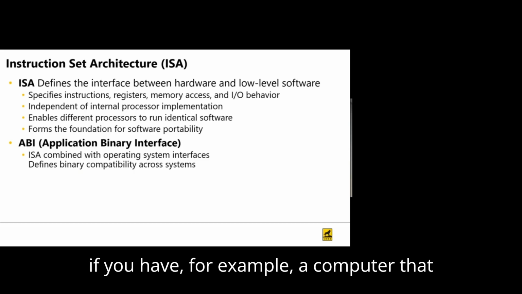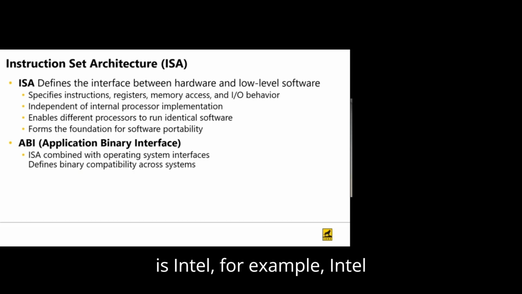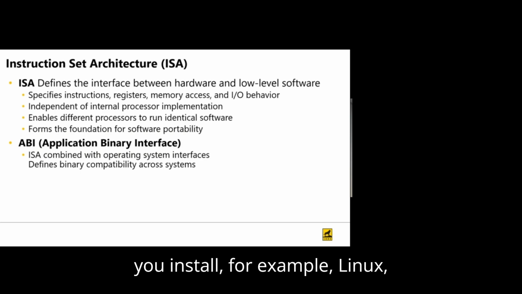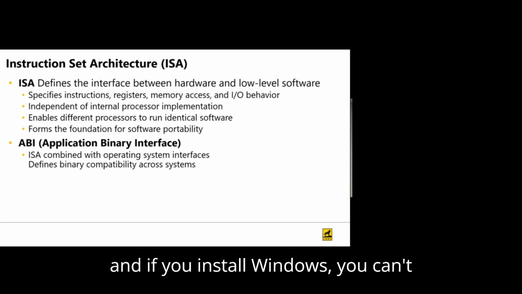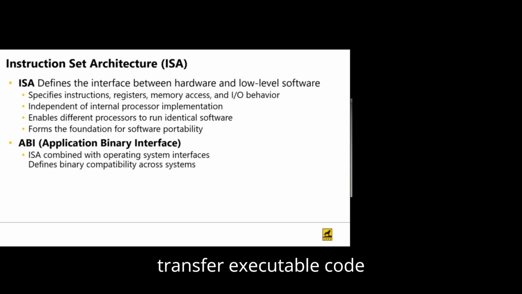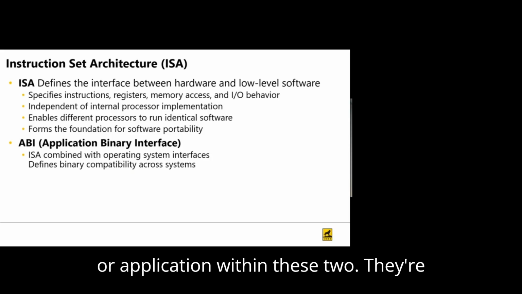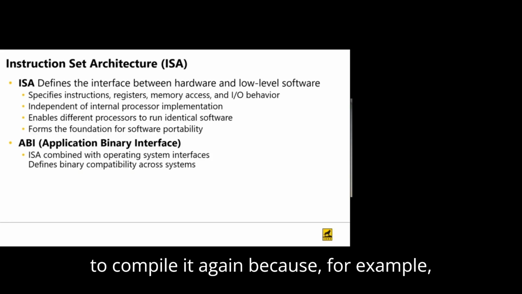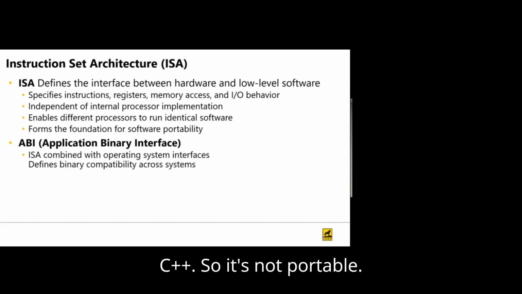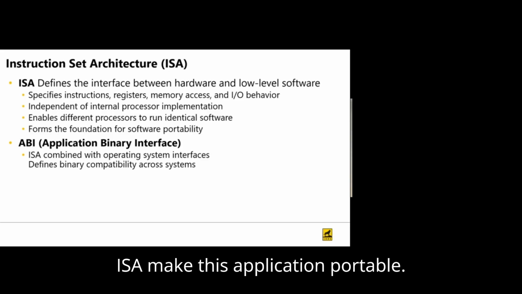That's why if you have, for example, a computer that is Intel 32-bit, and you install Linux, and if you install Windows, you cannot transfer executable code or application between these two. They're not going to run similarly. You need to compile it again if it's, for example, C++. So it's not portable. But if the operating system is the same, you can make it portable. So operating system and ISA make this application portable.